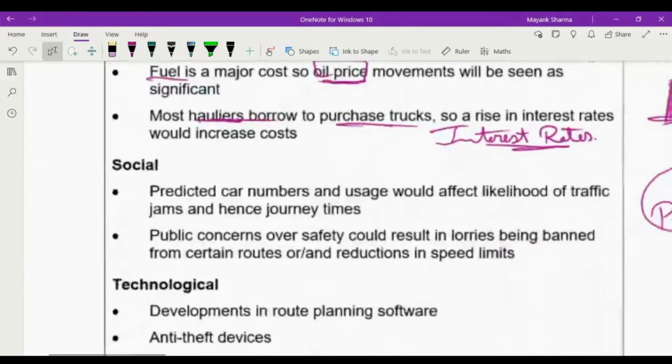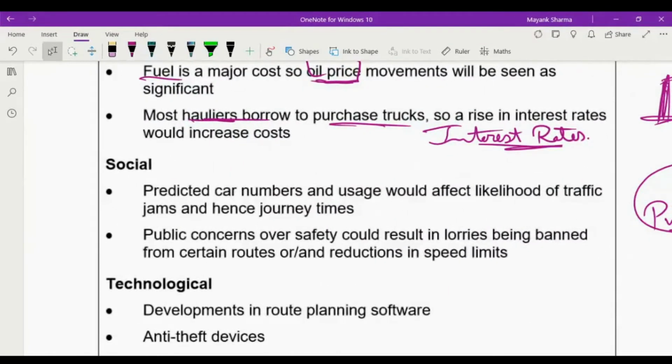Let's talk about social factors. How many people are out there on the street with cars or their vehicles? So the predicted number of cars and usage will affect the likelihood of traffic. And you know what traffic will be blamed upon? The heavy vehicles again. So it is another factor.